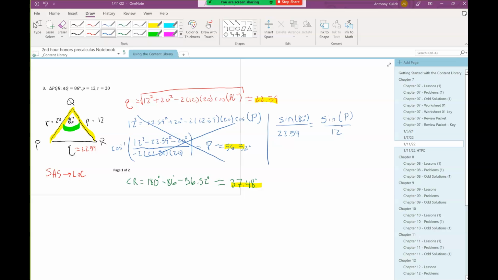Anyways, I'm totally losing track of where I'm at because I've gotten down the rabbit hole here. All right, so let's see. We cross multiply, divide by 2259, and then do the sine inverse. So this is what I'm typing into my calculator.